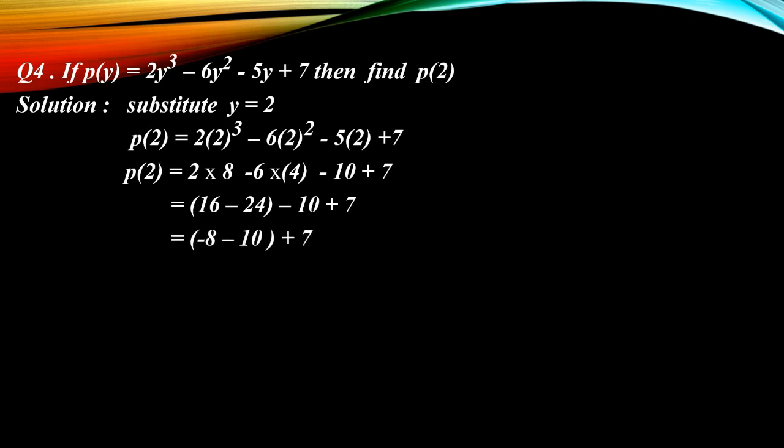So we get minus 8 minus 10 plus 7. And that is minus 18 plus 7. Therefore, P(2) is equal to minus 11.